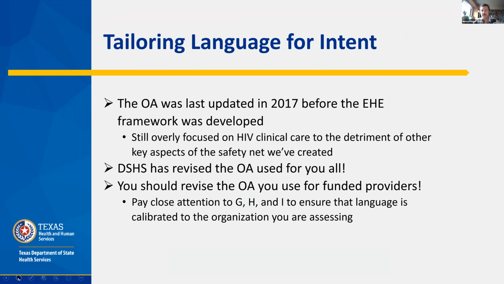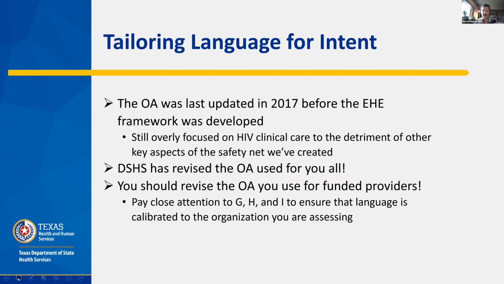So tailoring language for intent is really important. This OA was last updated in 2017 before the EHE or Achieving Together frameworks were even developed. And as a result, it's still overly focused on HIV clinical care to the detriment of other key aspects of the safety net that we've created. We created the safety net to address social determinants of health. So we are fools if we are not looking at tracking that information and how what we're doing makes a difference in terms of social determinants of health.